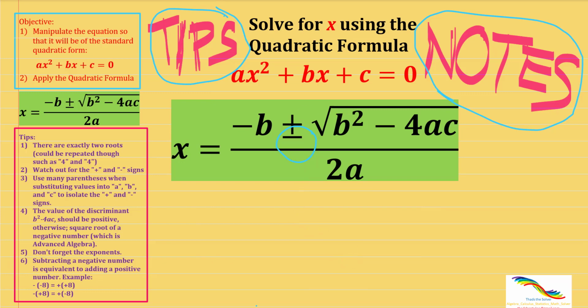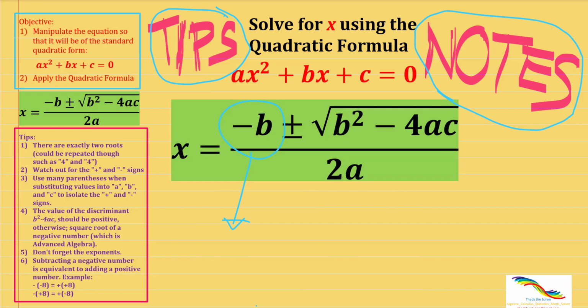Now, look at the term here, negative b. Be careful because it's a negative b. So if b happens to be negative, then that will be negative of a negative, which becomes a positive. So be careful about the negative there.